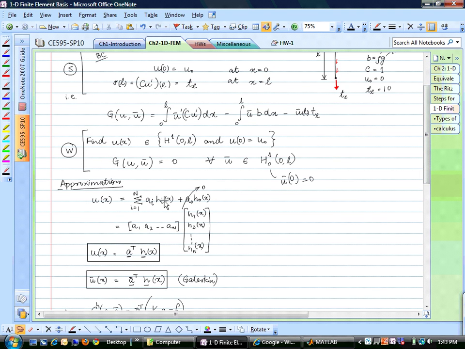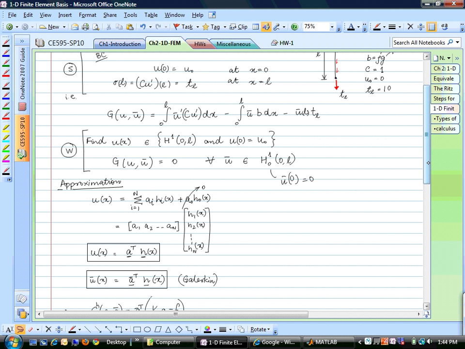Now we will introduce our approximation. u, a scalar function of a scalar variable, u of x, is a linear combination of some shape functions. And these are all the unknowns that we want to find out. These h functions are functions that we will choose, that will be known functions. If I write this out in vector form, this is a row vector, so I'm calling it a vector transpose. This is a column vector, so this is the H vector where each term is a function of x.